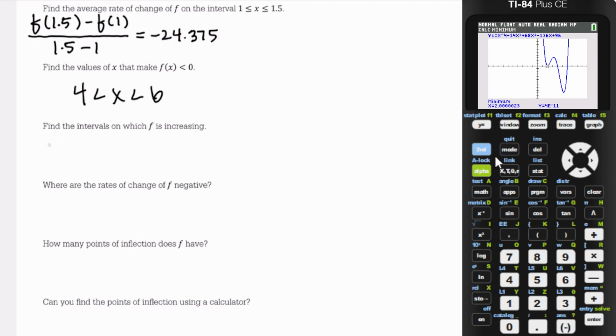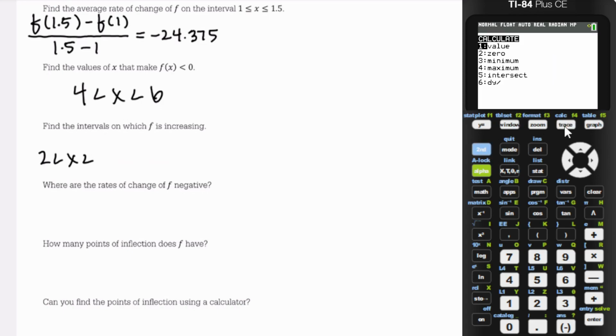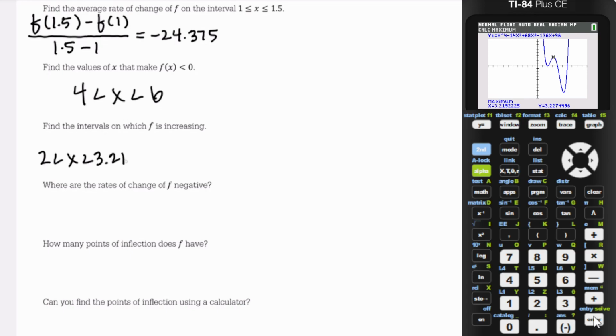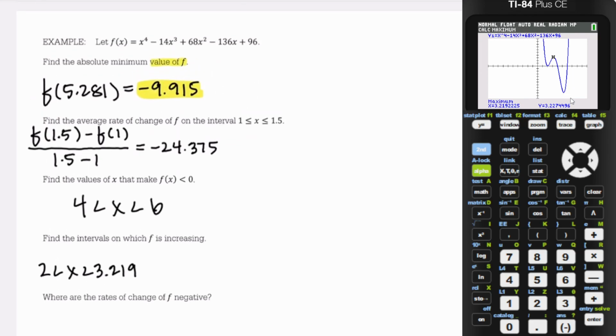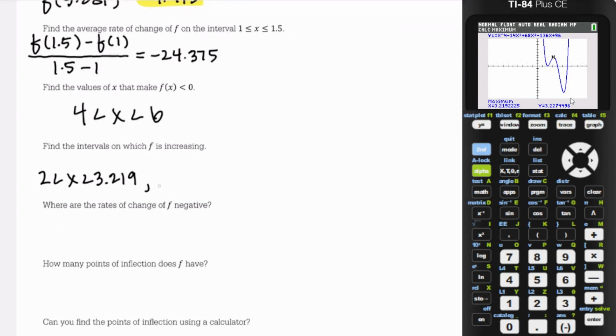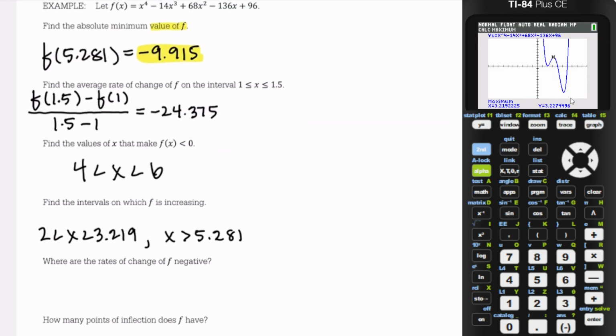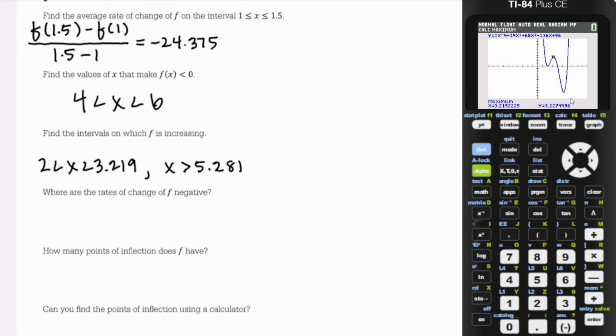I'll set up some, have some of the work done. Here's the maximum happening. Now let's just look from there to 4. Okay, there we go. X equals 3.219. Then, after the x coordinate of the absolute minimum, I resume increasing and continue increasing forever. So that was 5.281. I just looked up there and found the x coordinate of the absolute minimum. I knew I would be glad that I wrote that down.